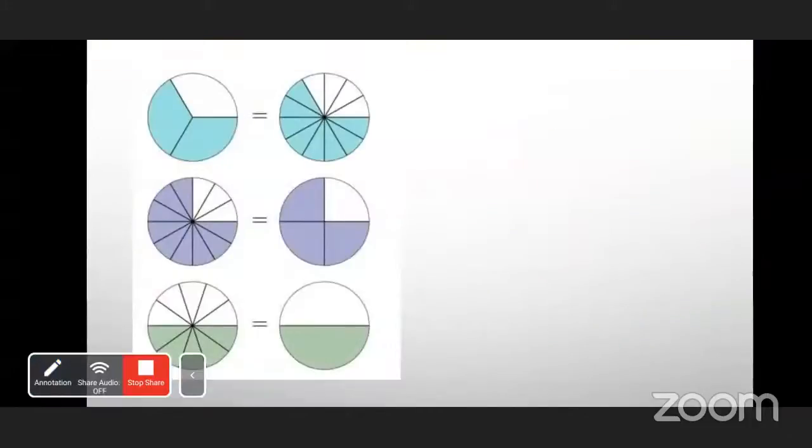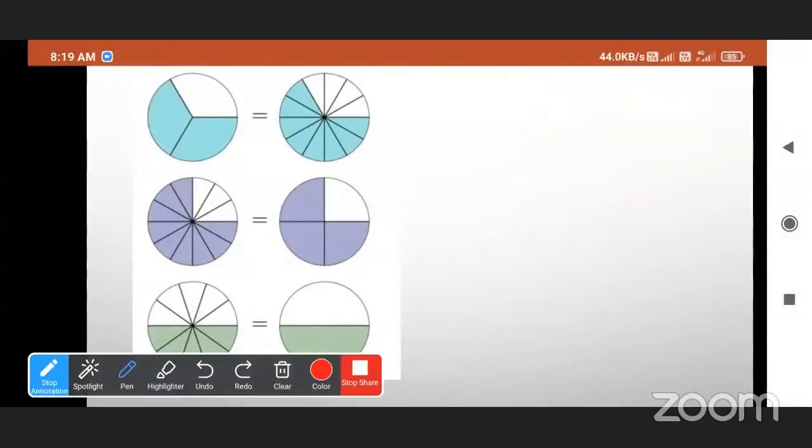Now, tell me the fractions for these diagrams. First, observe this diagram. Yes, 2 upon 3 is equal to 8 upon 12. Very good. Is it equivalent? Yes.